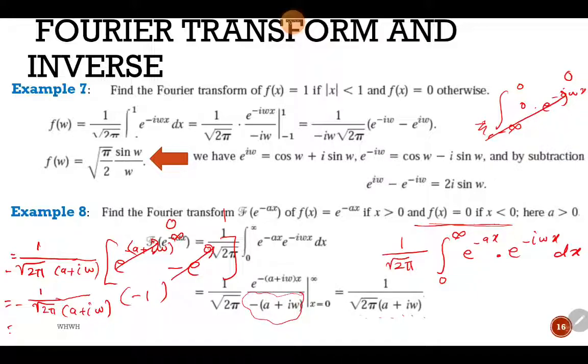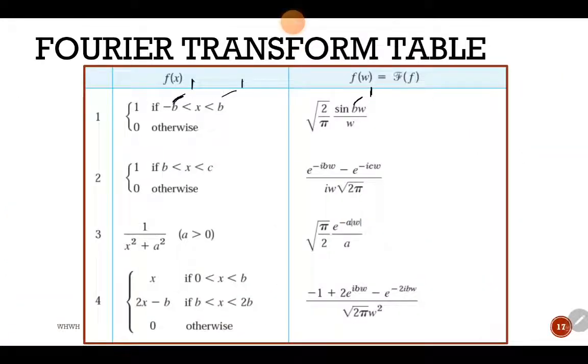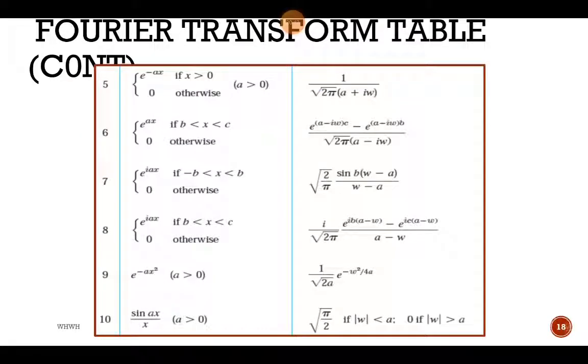Dapat tak dalam table untuk function f(x) sama dengan e kuasa negatif ax. So, refer balik pada table, e kuasa negatif ax. Ni. Okay, sama kan?